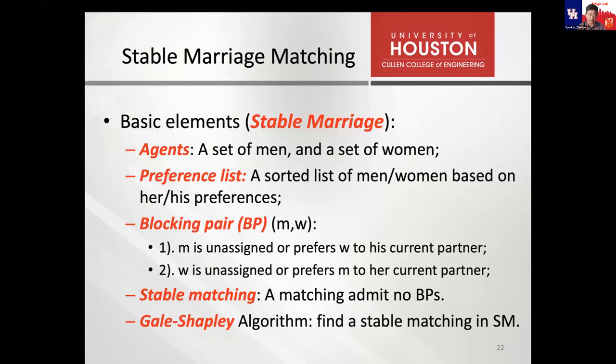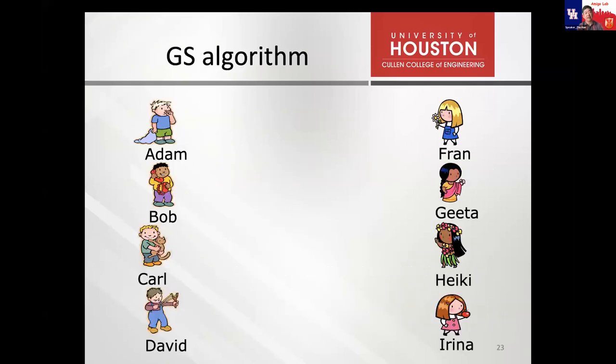And also the Gale-Shapley algorithm, for which Shapley won a Nobel Prize 8 years ago, can reduce the complexity from n to the power 4 to n to the power n. And here is an example.